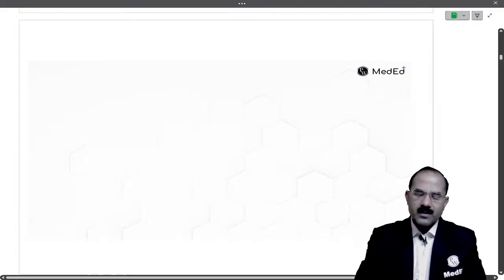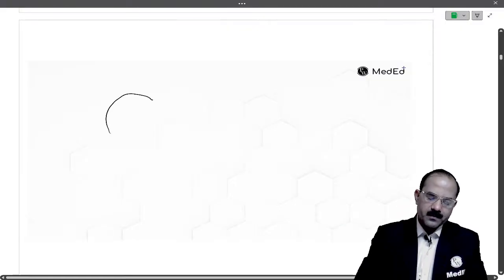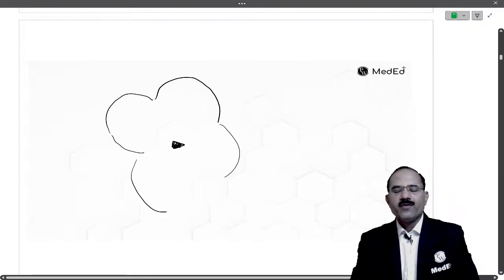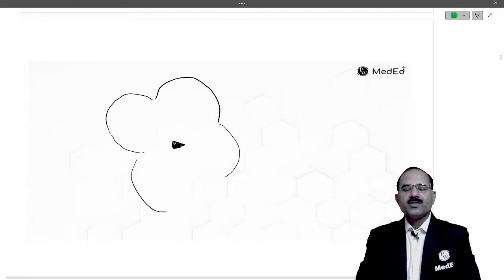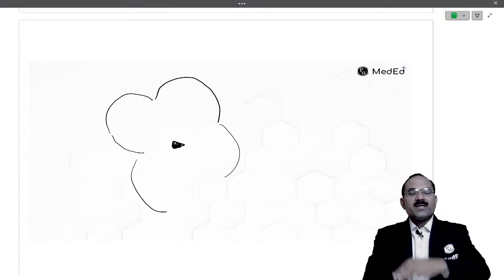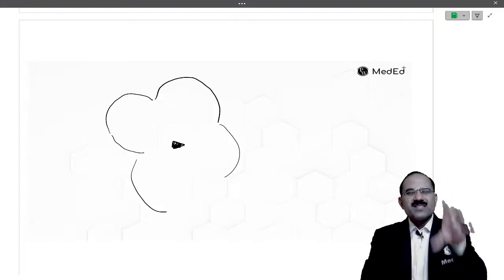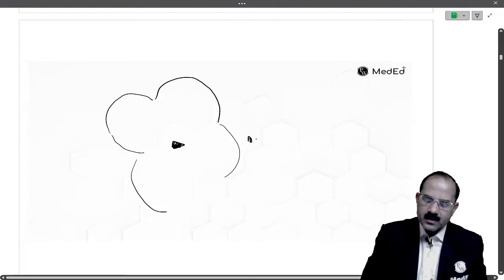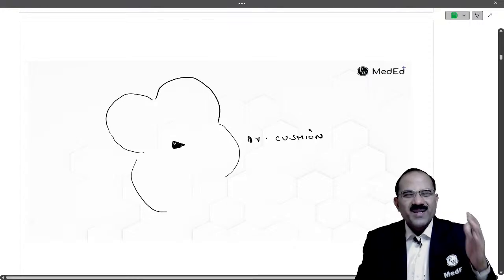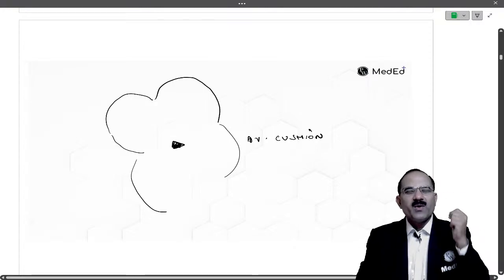The interatrial septum is another very important topic for you. Look, these are the atria here, and below are the ventricles here. What is this structure which separates the atria from the ventricles? Very good. Come on, tell me. What is this structure which separates the atria from the ventricles? That's a cushion. What is this cushion known as? This is what we call the AV cushion, or the endocardial cushions, AV cushion or the endocardial cushion.